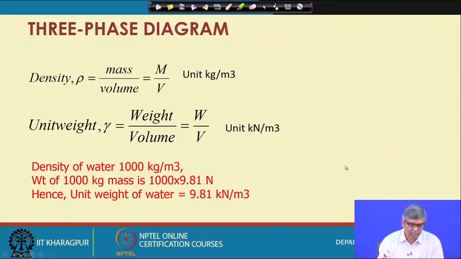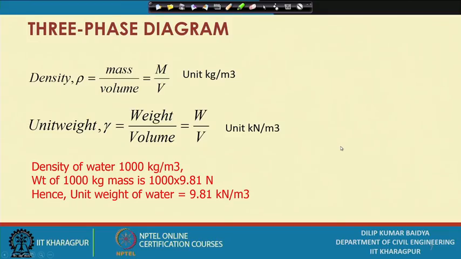And density of water is generally assumed, or is known for any calculation. It is 1000 kg per meter cube, and the weight of 1000 kg mass is 1000 times 9.81 Newton. Hence, the unit weight of water is 9.81 kilonewton per meter cube.